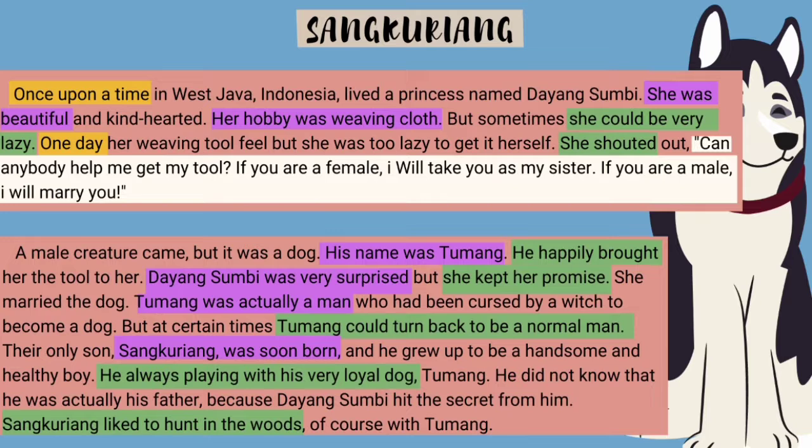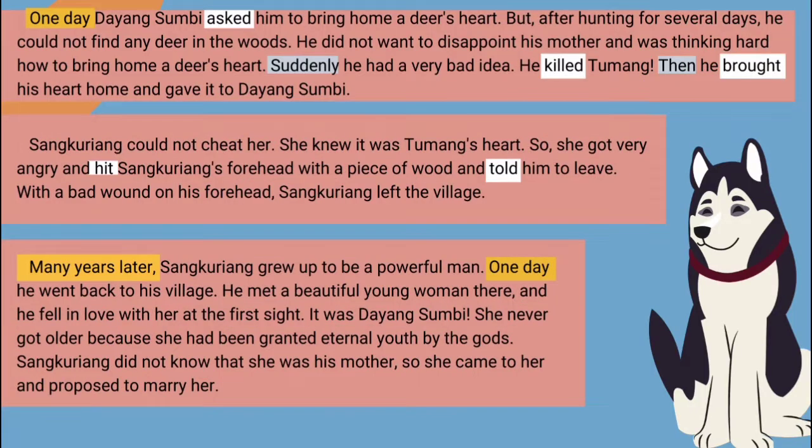Sangkuryang liked to hunt in the woods, of course with Tumong. One day Dayong Sumbi asked him to bring home a deer's heart. But, after hunting for several days, he could not find any deer in the woods. He did not want to disappoint his mother and was thinking hard how to bring home a deer's heart. Suddenly he had a very bad idea. He killed Tumong. Then he brought his heart home and gave it to Dayong Sumbi.